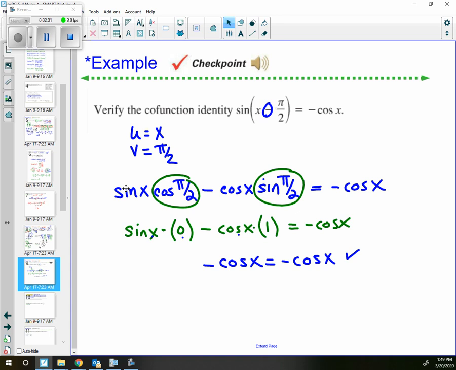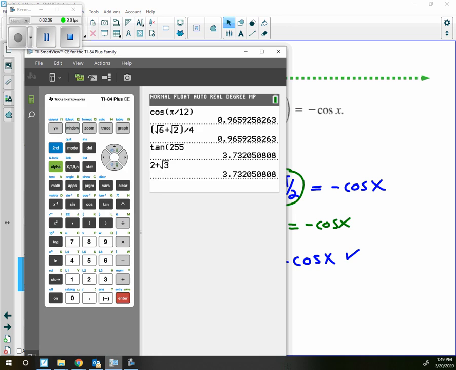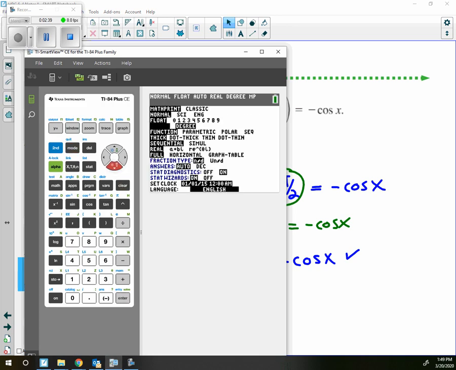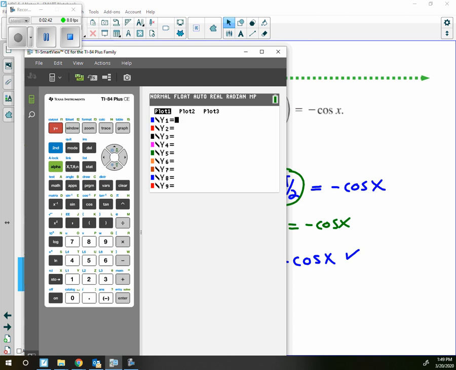A really cool way to look at this one is to also verify it graphically. So what we just did was an algebraic approach. Let's take a look at the graph. I'm going to have you go ahead in your graphing calculator, double check your mode. We're going to go back to radians. I'm going to have you put the left-hand side in your graphing calculator in your y1. So sine of x minus pi over 2. So I'm going to have that be my y1, and in y2 I'm going to do negative cosine of x. So I'm going to put in those two equations.